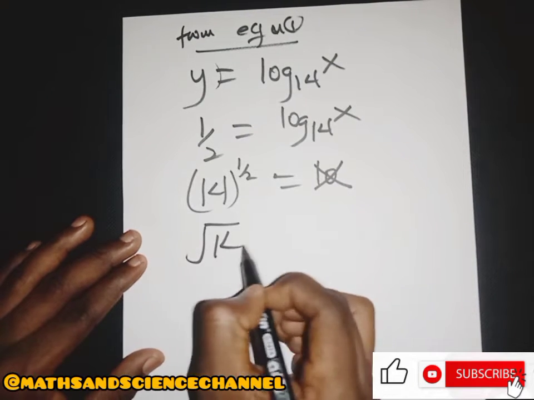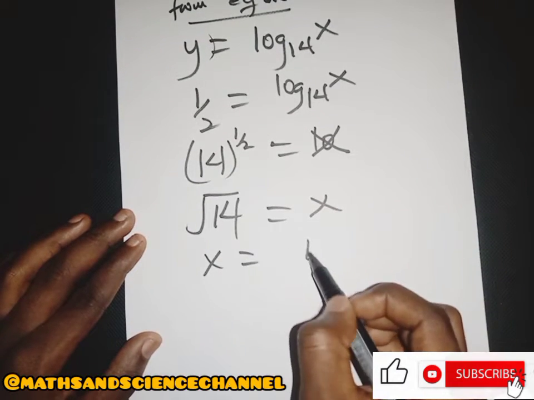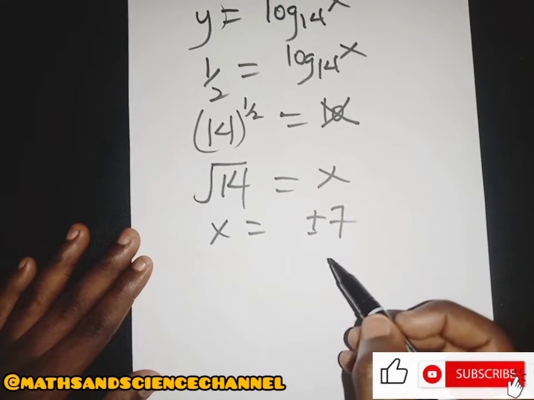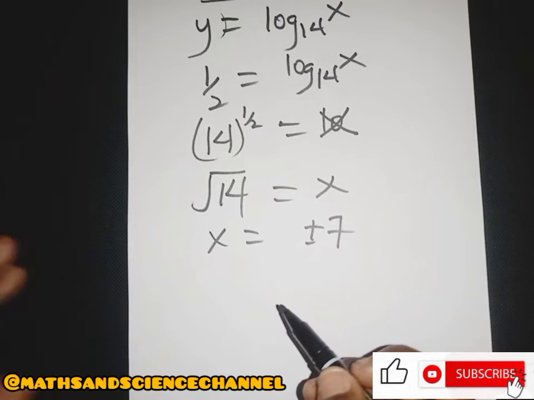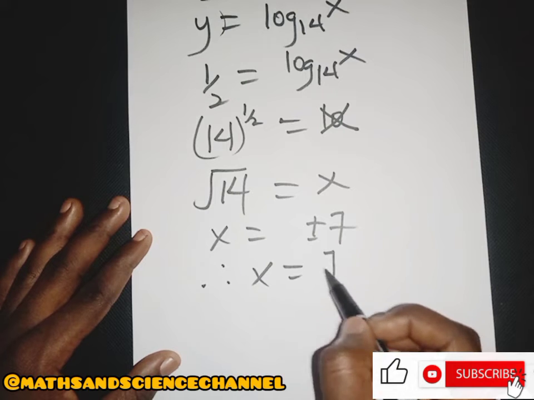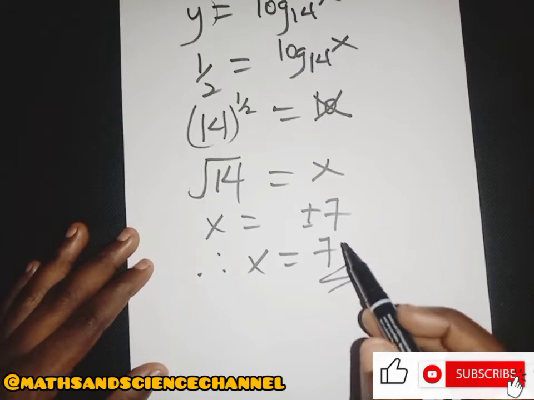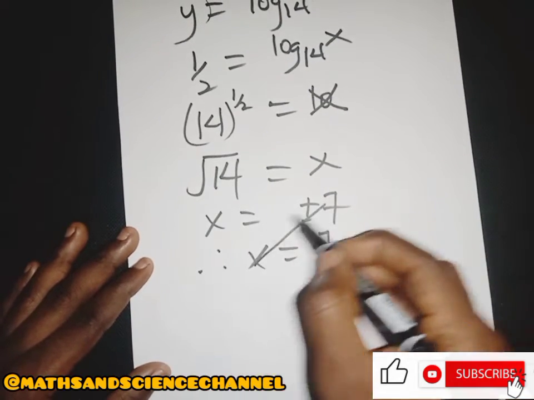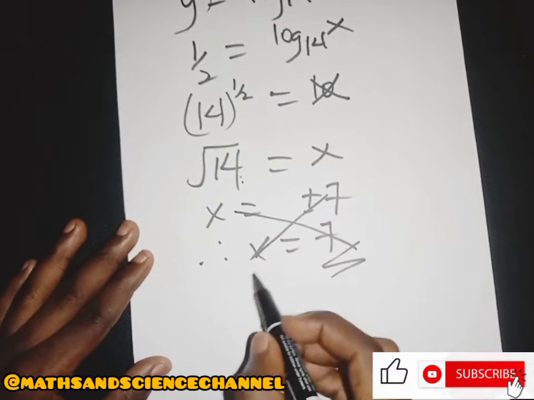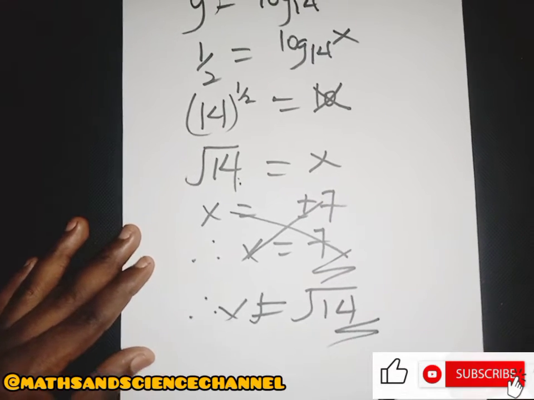So we have the square root of 14 being equal to x, and therefore x will be equal to plus or minus 7. But then remember again, x should be positive values. We said from the beginning that s should be positive values, so x will be equal to 7 in this case. S will be equal to, so we have s equal to root 14 in this case. So we have s equal to root 14.